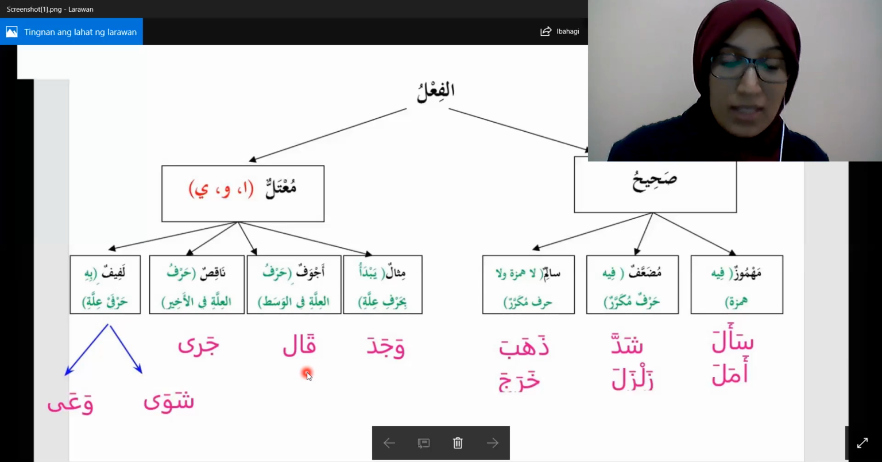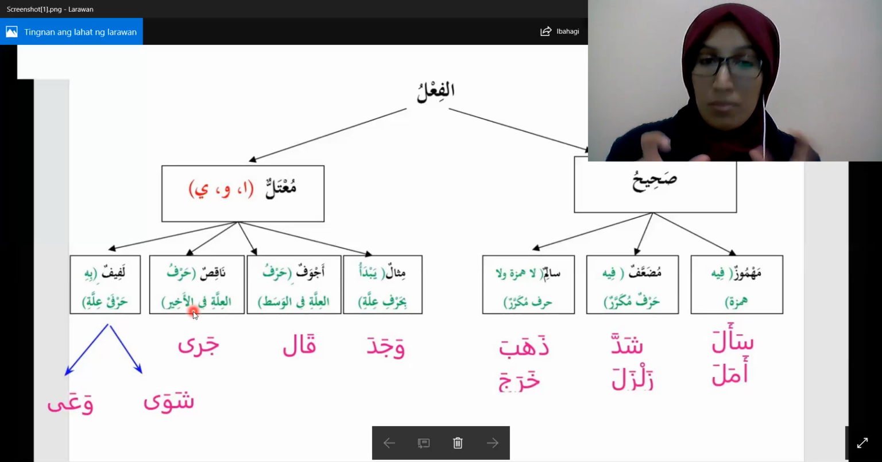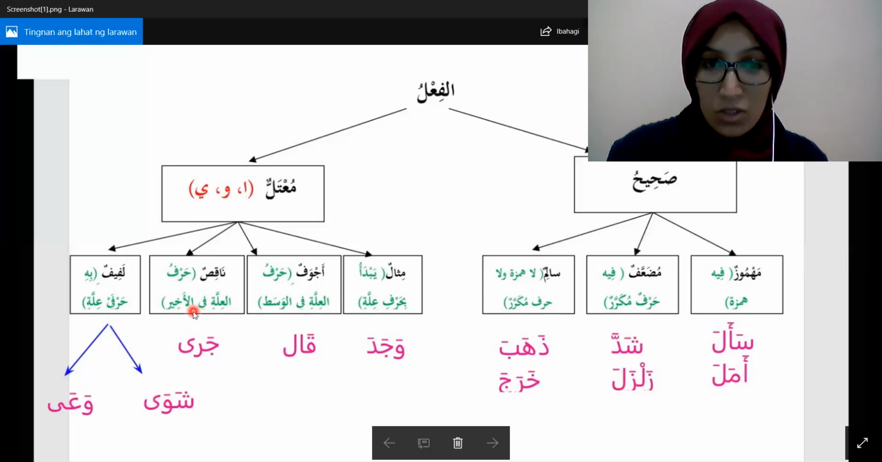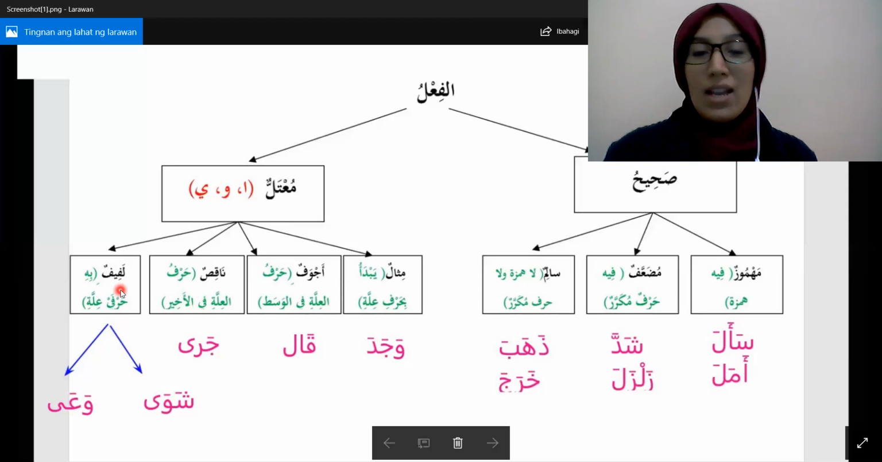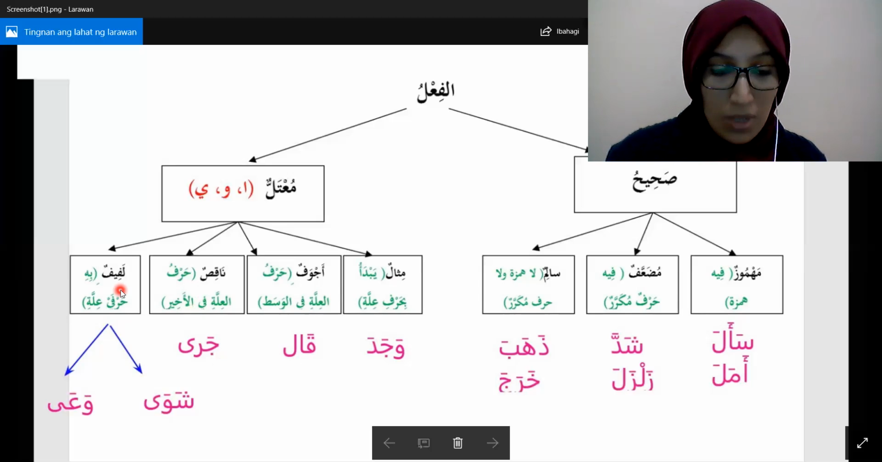The third group is ناقص, which has the letter of علة at the end of the verb, like جرى. And your question, Muhammad, is about this verb, jara. The last group is lafif. Lafif is when I have two letters of illness in the same verb, like shawa and wa.